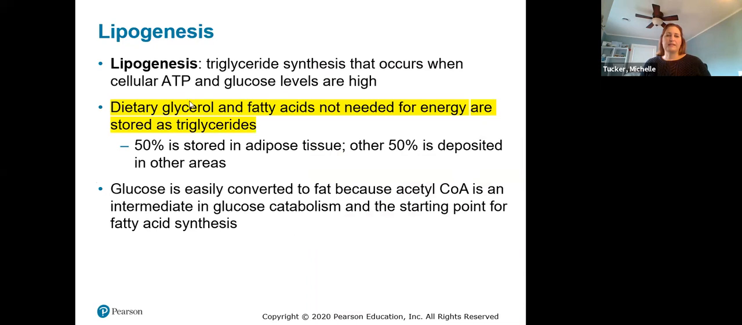So when glycerol and fatty acids are not needed for energy, they are going to be stored as triglycerides. And that is called lipogenesis. So lipogenesis is triglyceride synthesis that occurs when cellular ATP and glucose levels are high. 50% is stored in adipose tissue, 50% is deposited in other areas, such as intramuscular triglyceride or in the liver.